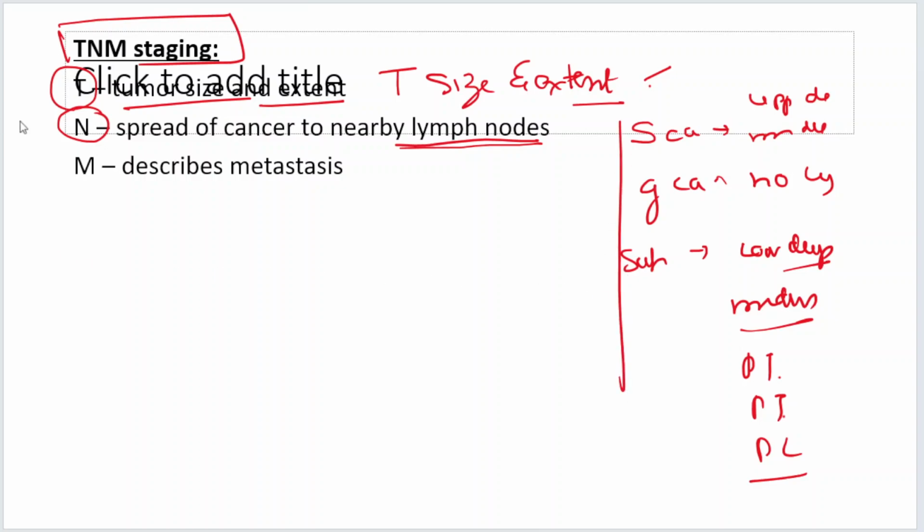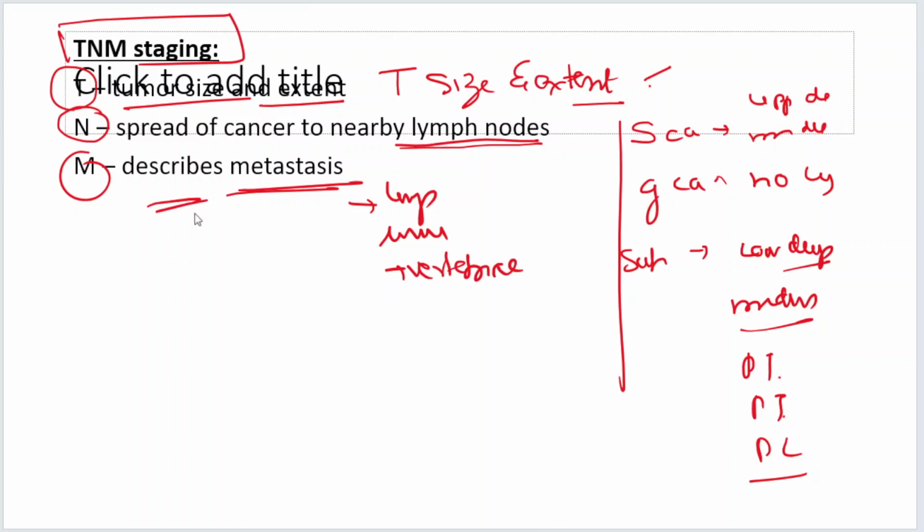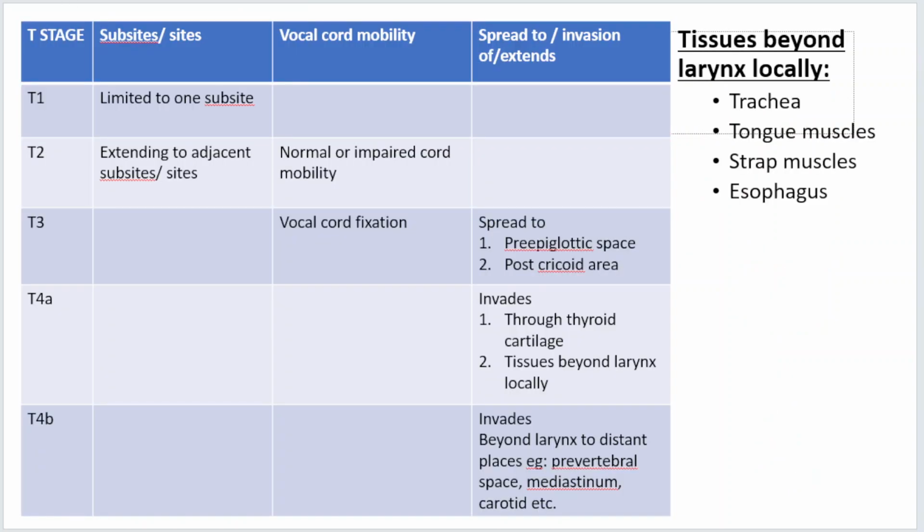Now, M stands for metastasis. Metastasis is going beyond the lymph nodes, so into lungs, liver is the most common, or into the vertebrae also it can go. So T stands for tumor size and extent, N stands for the spread of the cancer to the lymph nodes, M stands for metastasis. So this is the table which basically gives you everything about T.